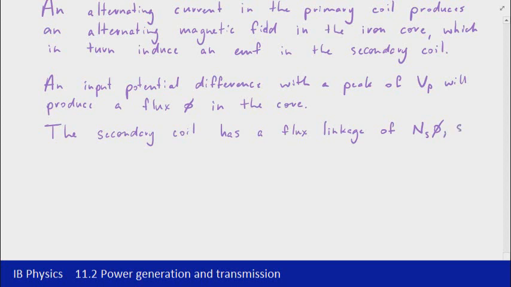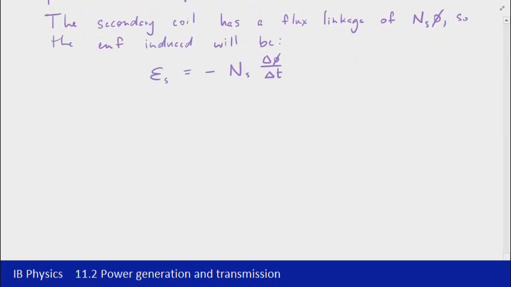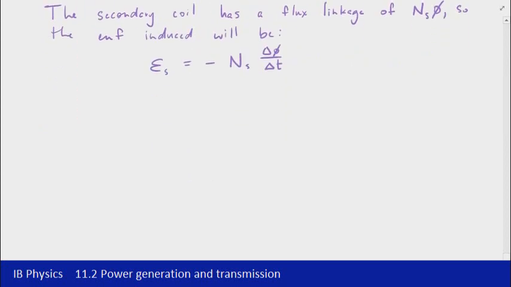So the EMF produced, the secondary EMF, is given by Faraday's law, and the equation for that will then be: the EMF in the secondary coil will be negative Ns delta phi on delta t. So there's the secondary EMF that's produced.